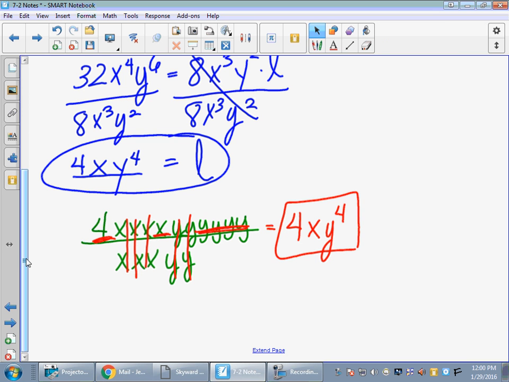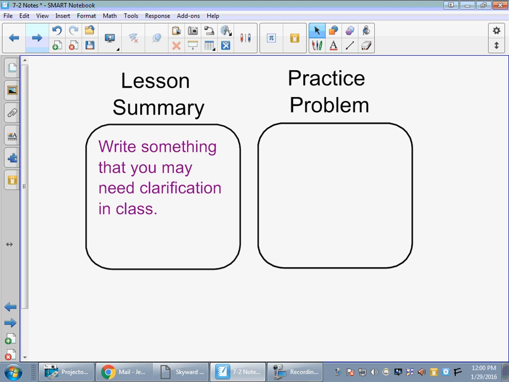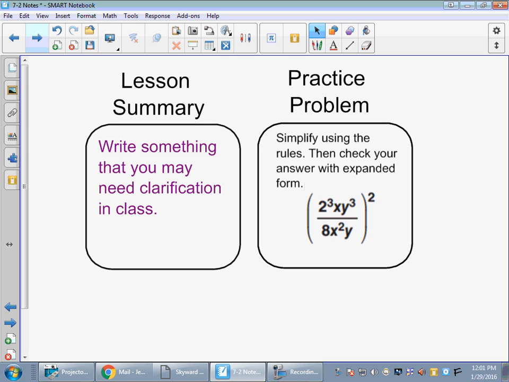Okay? So I showed you, I know they're long, but we had the rules and the expansion. I'd like to show you both because if you get stuck, rather than guessing and guessing wrongly, or if you get the wrong answer, I'm going to have you fix it using expansion. So write something that you need clarification on, and then here's your problem. I want you to simplify. I want you to try to use the rule and then check it with expansion. So I should see both forms on your homework. Good luck.